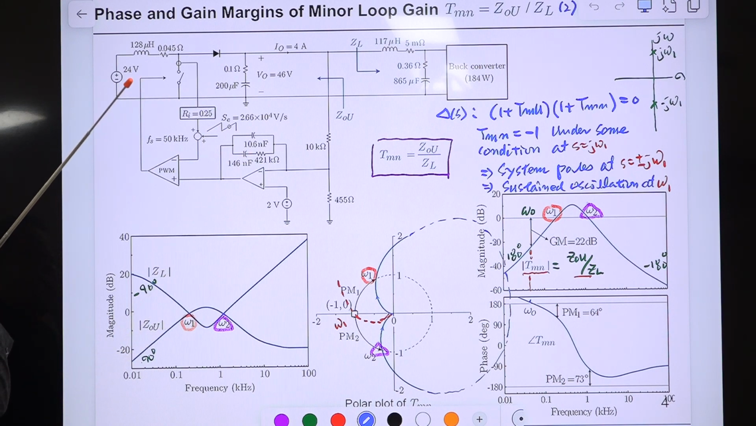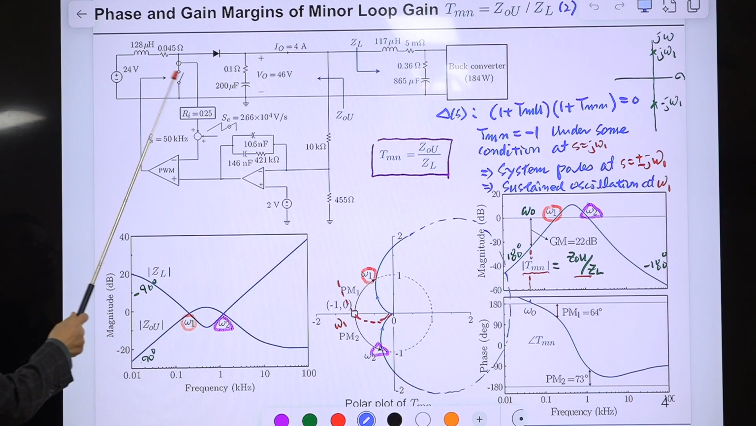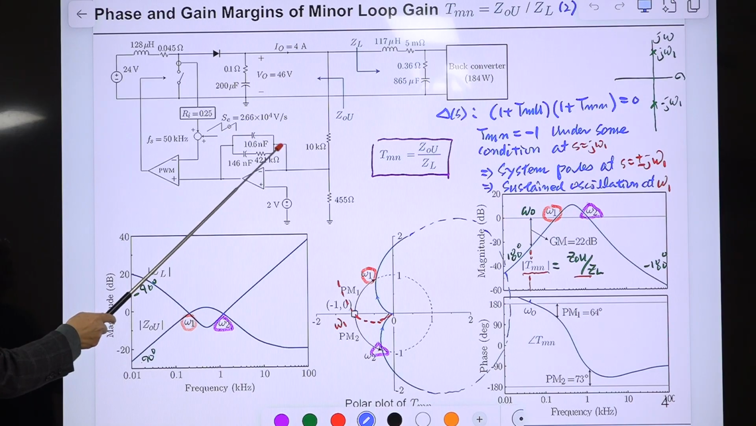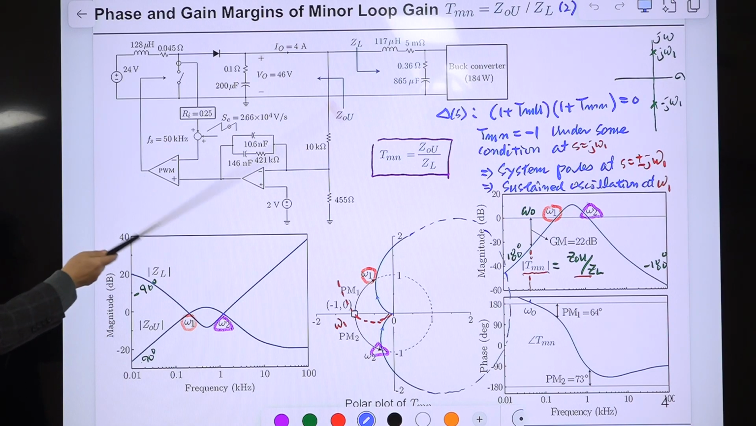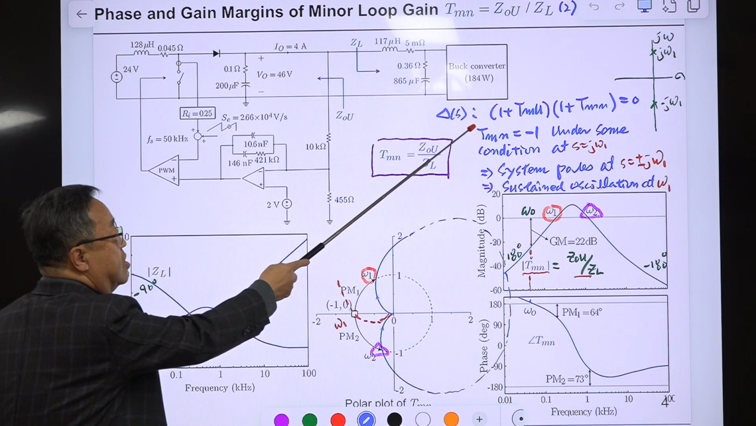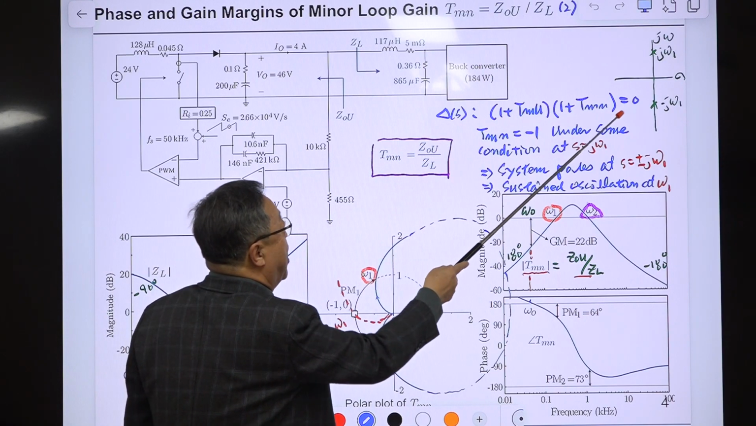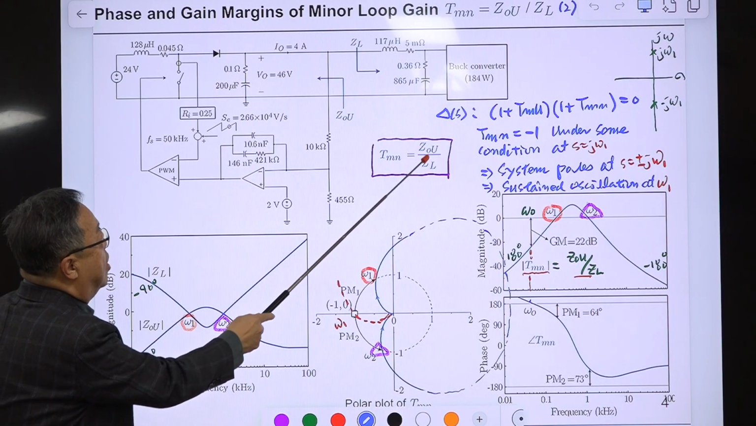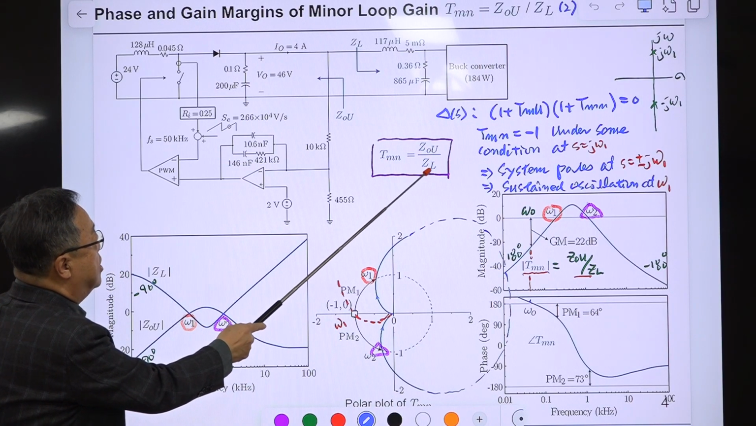So the expression for the loop gain of a load coupled converter, I didn't repeat here. That was in the previous lecture slide, and it will appear again in the next lecture slide, so you don't have to worry about that. Anyway, the characteristic equation is simplified in this manner, and the TMN is this one, GOU divided by GL.